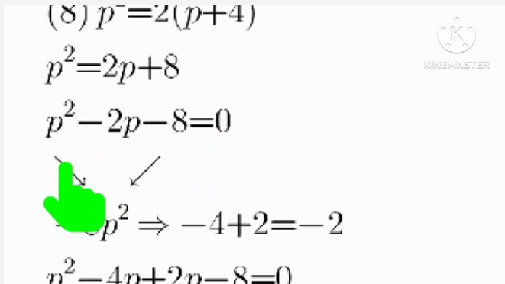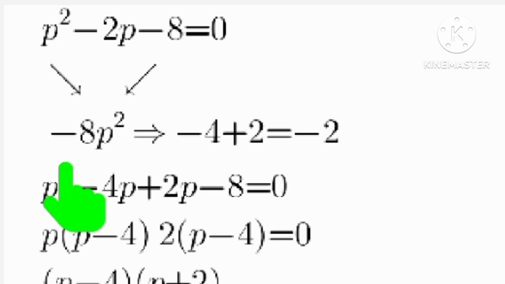We follow the usual procedure, multiplying the first term and the third term. Once we multiply those two together, we're going to have negative 8p squared. We need to forget about the p squared first and look for factors of negative 8, that is, numbers that multiply to give us negative 8, but once we add them together will give us negative 2.